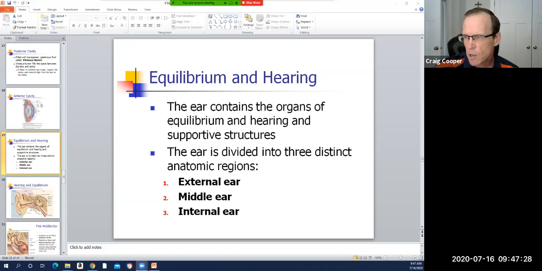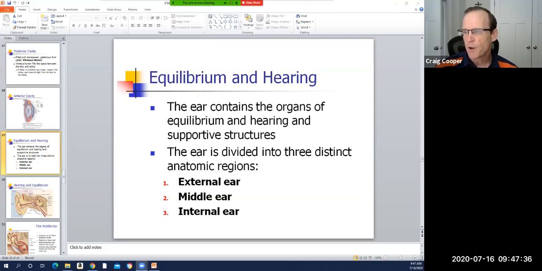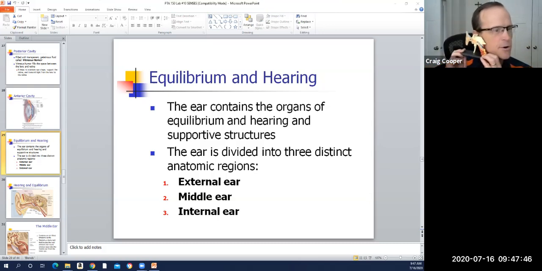So let's talk about the ear. I think I'm still recording. Yeah, still recording. Okay. So we've got our external ear, we've got our middle ear, and then we've got our internal ear. And I've got a little model here. That's a pretty good model. It's, I think, fairly close to life size. I think the ear is maybe just a little bit small, or maybe I've got big ears. But it's pretty close to life size.